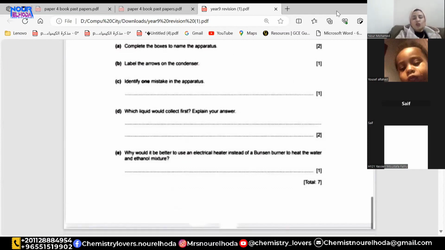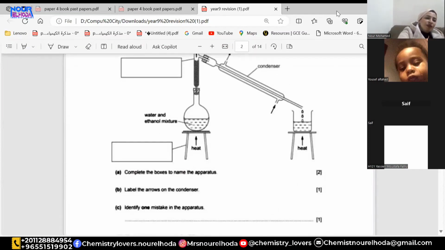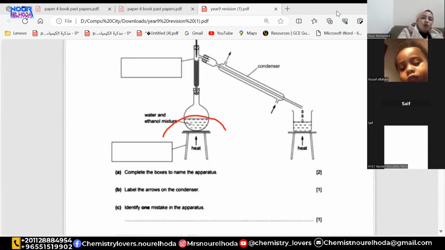Why would it be better to use an electric heater? I told you before, if you remember, never to use a normal heater if I have ethanol, because ethanol is flammable. And we said safety comes first. Since you need to be safe, I'm going to use an electric heater instead. How shall I answer this question? I will say because ethanol is flammable.